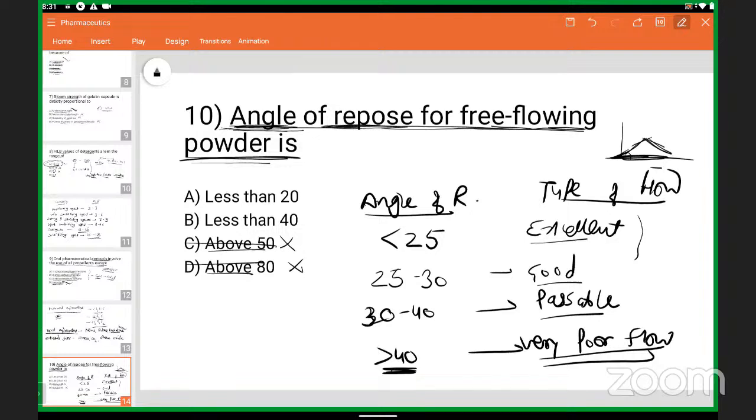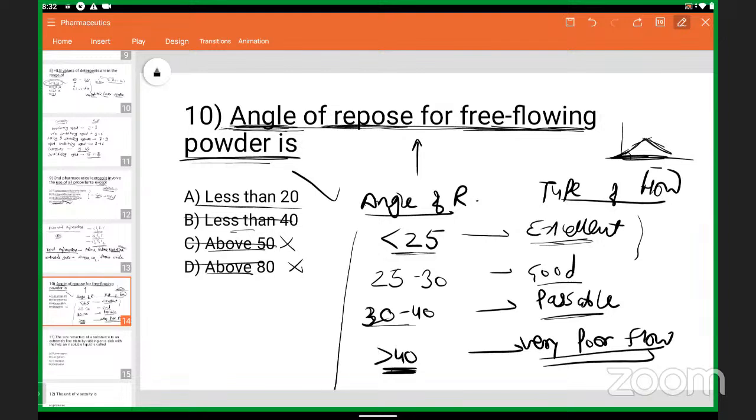Now consider option B. They have given less than 40. Less than 40 could include this category too, that is possible. But if you compare with less than 25, for less than 25 the angle of repose gives excellent flow, that represents the free flowing powder. Okay, so option A, that is less than 20, is the right answer. Option B also does not qualify for the free flowing powder angle of repose. So option A is the right answer for this question based on the table.